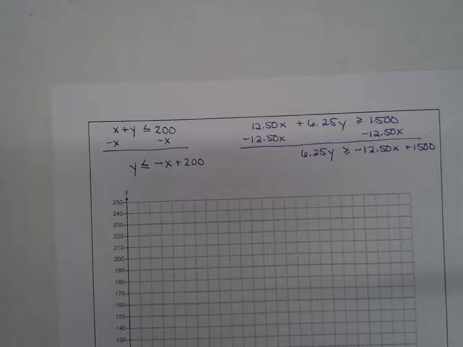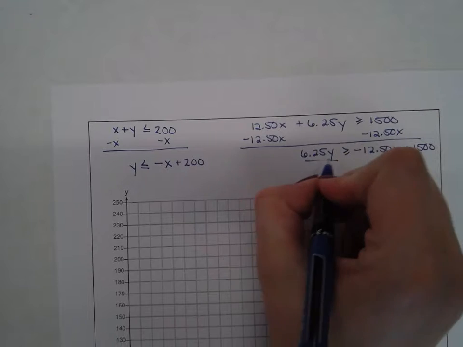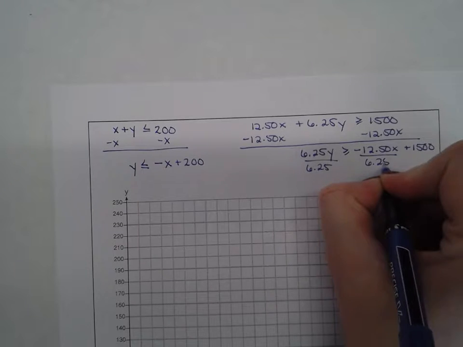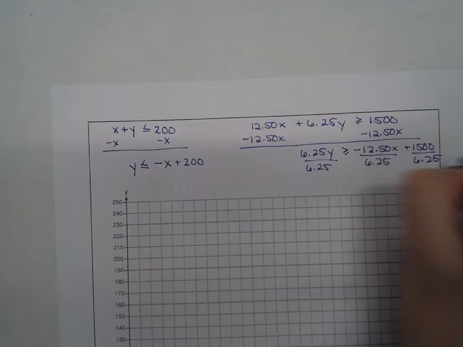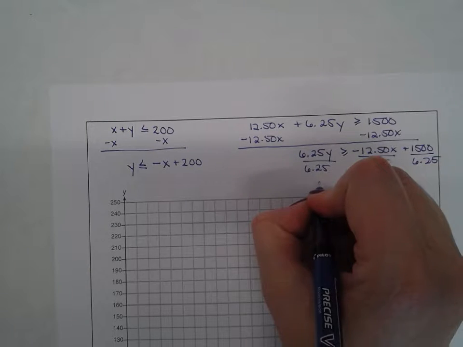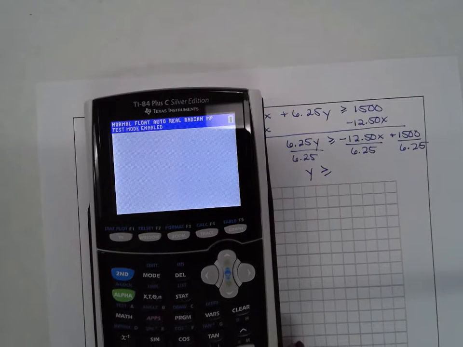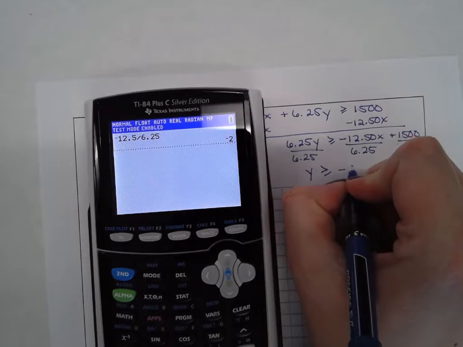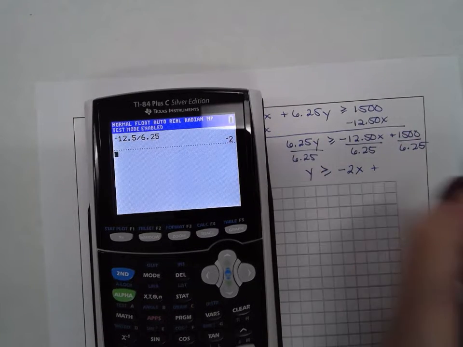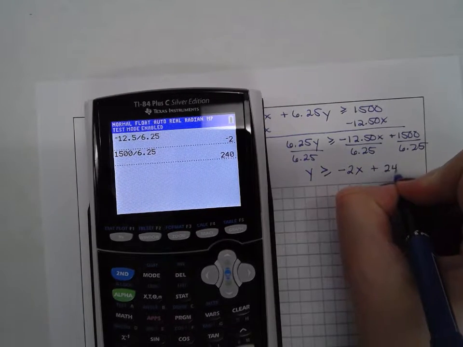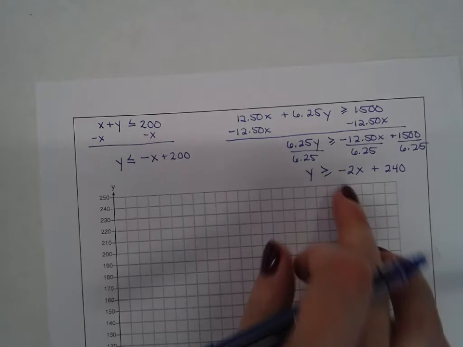Okay, so now my next step here is I have to divide both sides by 6.25, which means everything gets divided by 6.25. Everything has to get divided. Y is greater than or equal to, if I look at my calculator, negative 12.50 divided by 6.25, negative 2x plus 1,500 divided by 6.25, 240. Now I have two inequalities.